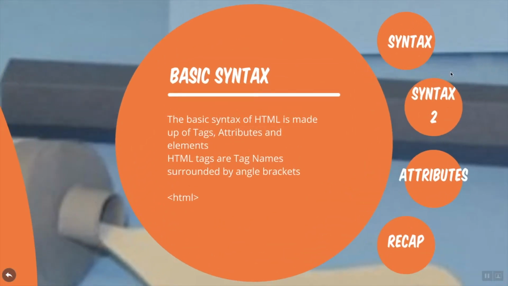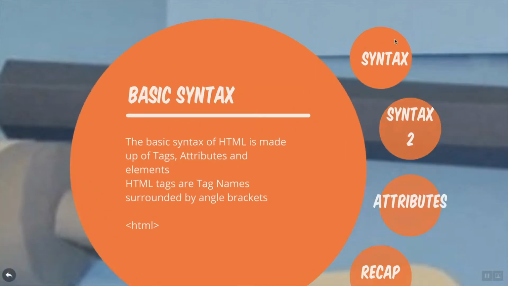When we talk about the basic syntax of HTML, we have to understand that they come in pairs. The basic syntax of HTML is made up of tags, attributes, and elements. HTML tags are tag names surrounded by angle brackets. As you see below, HTML enclosed by angle brackets.